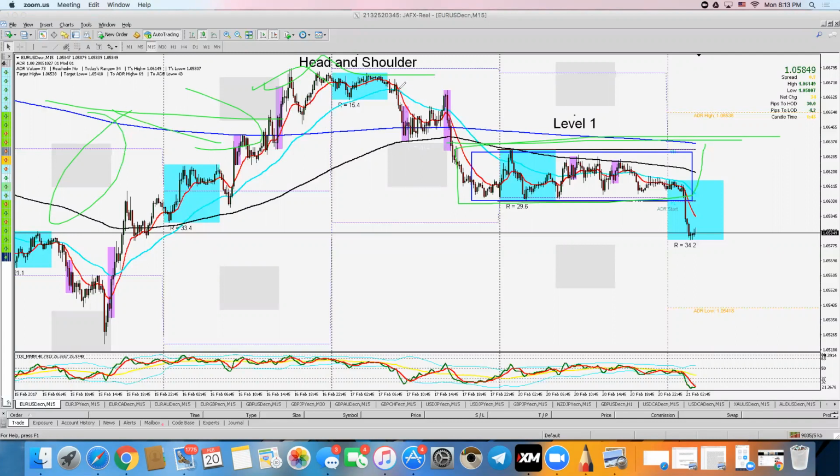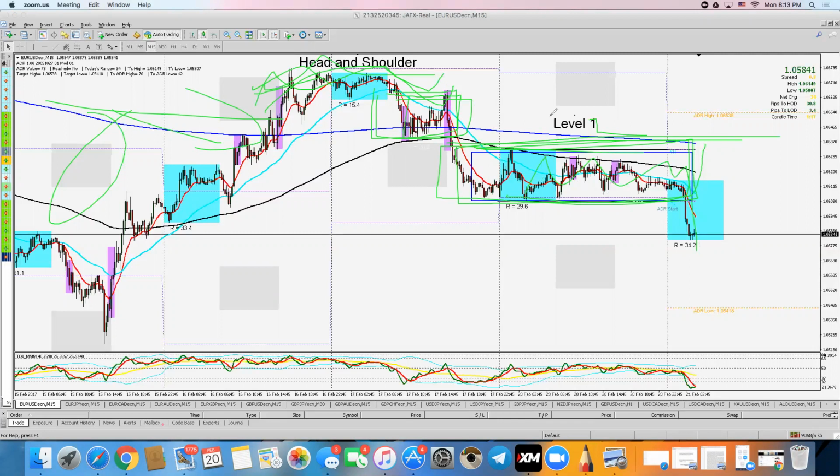Or you can argue and say this is one. Actually, I might be wrong. So level one, level two, excuse me. Level two. But technically to me this is the head and shoulders pattern, so that's why I'm saying it's level one. But you can argue with me and say, I think this is level one for me. Level one accumulation and then drop.